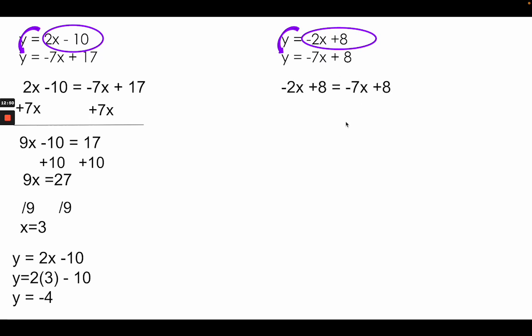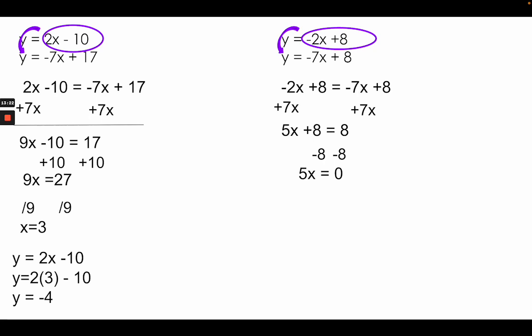I want x's on one side, so I'm going to take this 7x and add it to the negative 2x. What's left here is positive 8, positive 8. 7x minus 2x is 5x. And this cancels out to 0. So 5x plus 8 equals 8. So we're going to take the constant and subtract it from both sides. And we're going to get 5x equals 0.